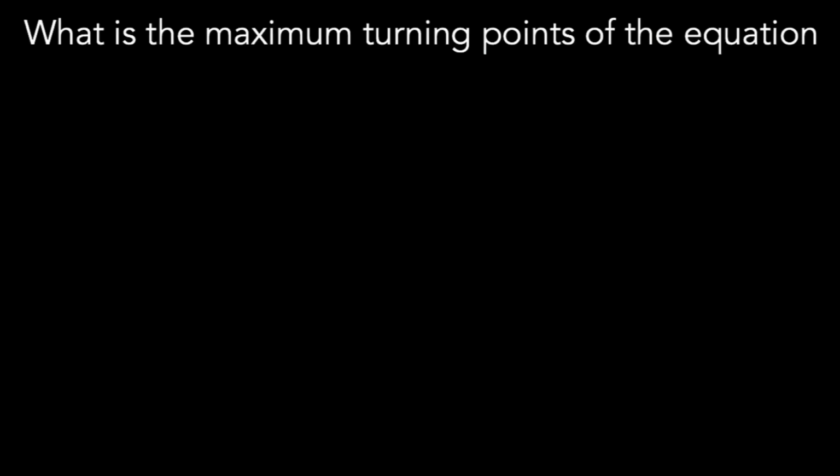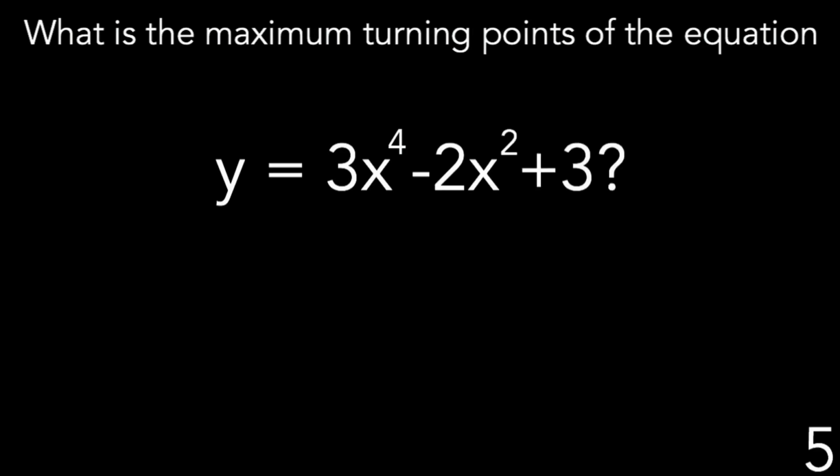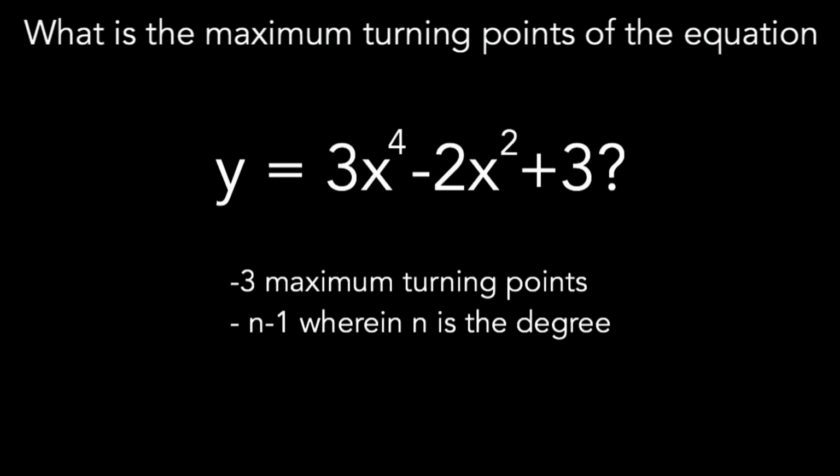What is the maximum turning points of the equation y equals 3x raised to 4 minus 2x squared plus 3? The maximum turning points is 3. We look for the degree and use the formula n minus 1 wherein n is the degree.